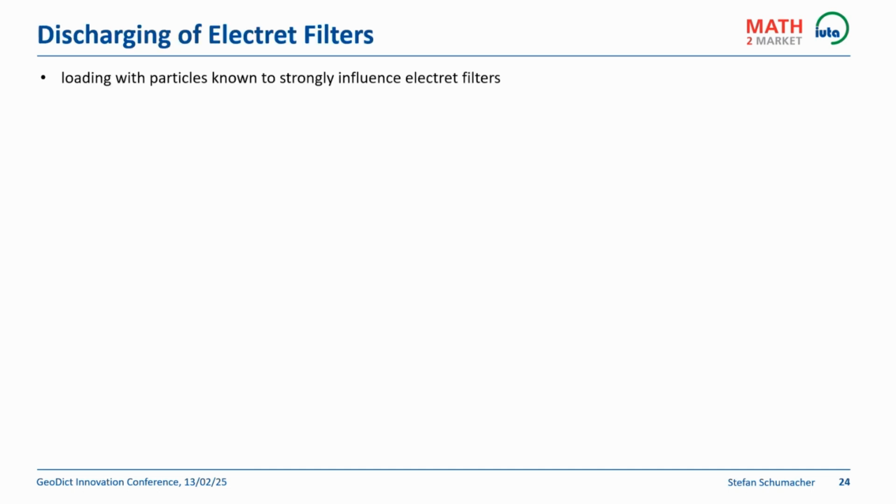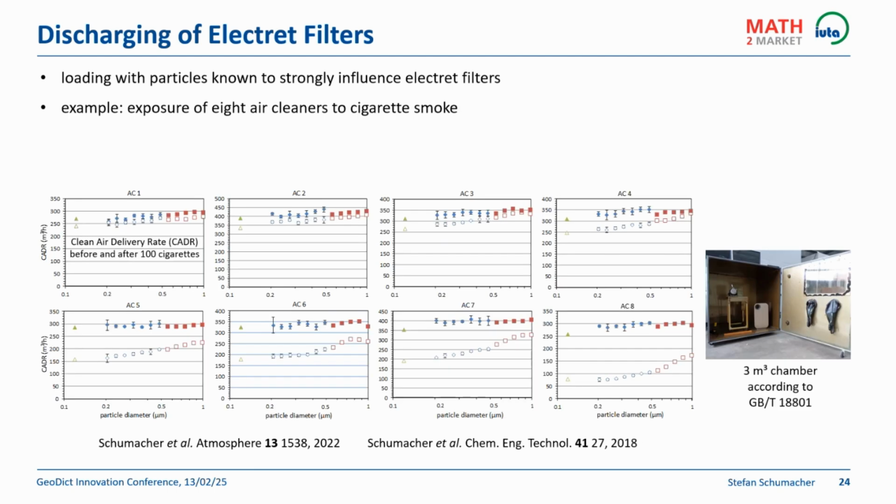effects. And just to give an example where you see this in practice, we have tested 8 different air cleaners and exposed them to cigarette smoke. That's a standardized method to age them. So you burn 100 cigarettes. It's not a very nice method.